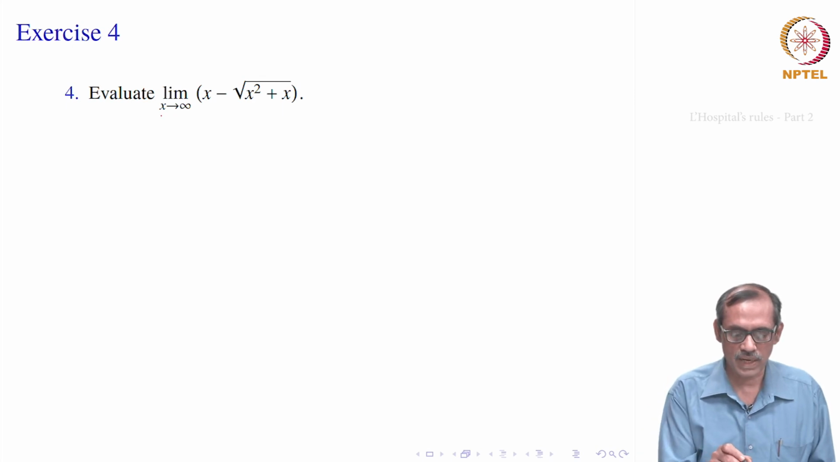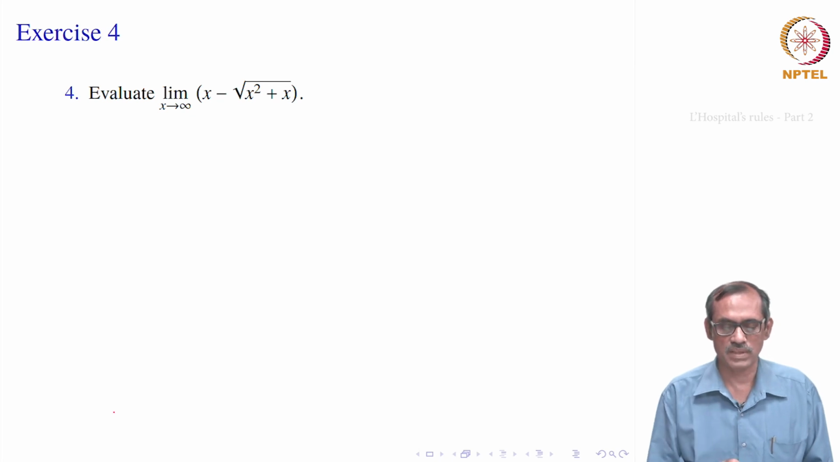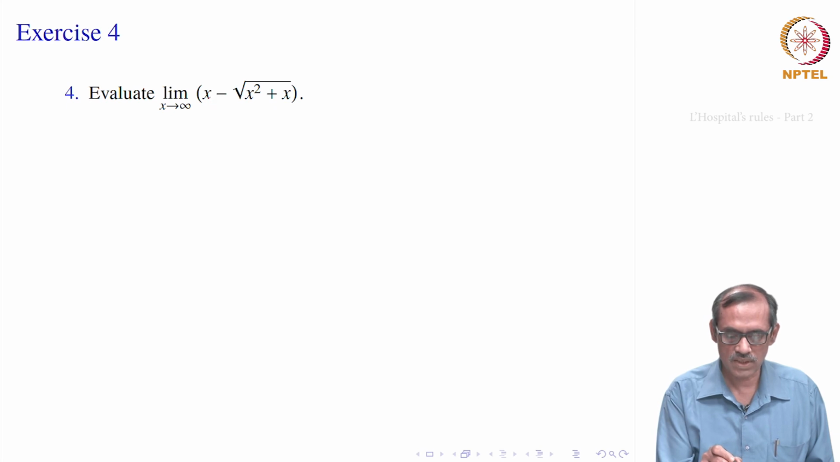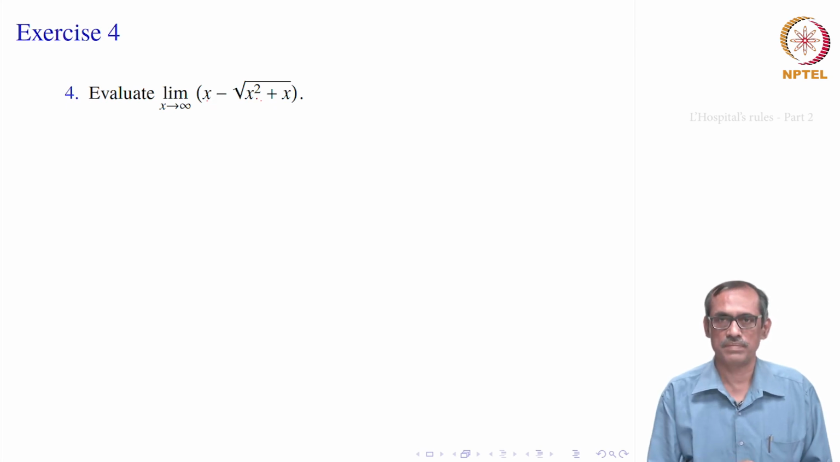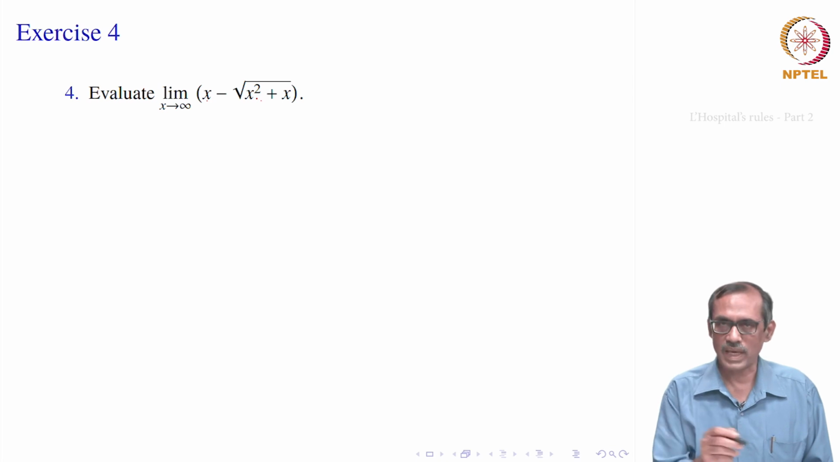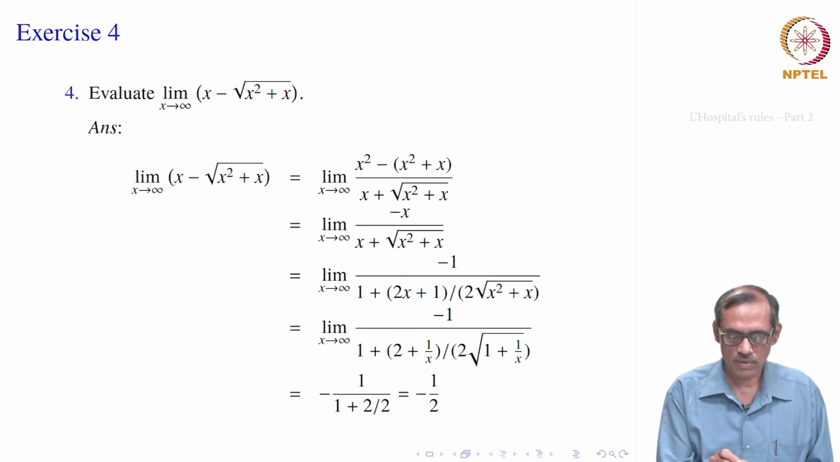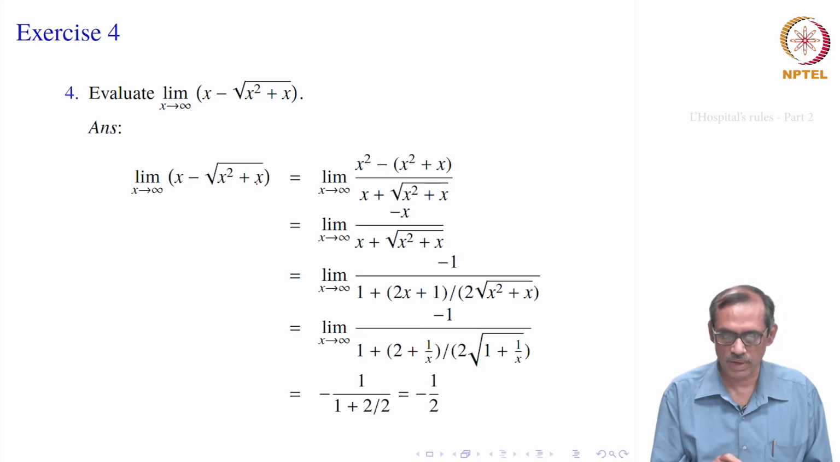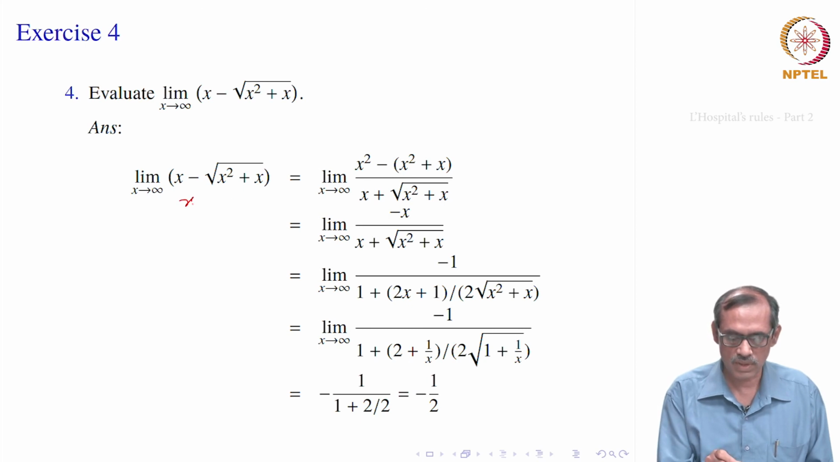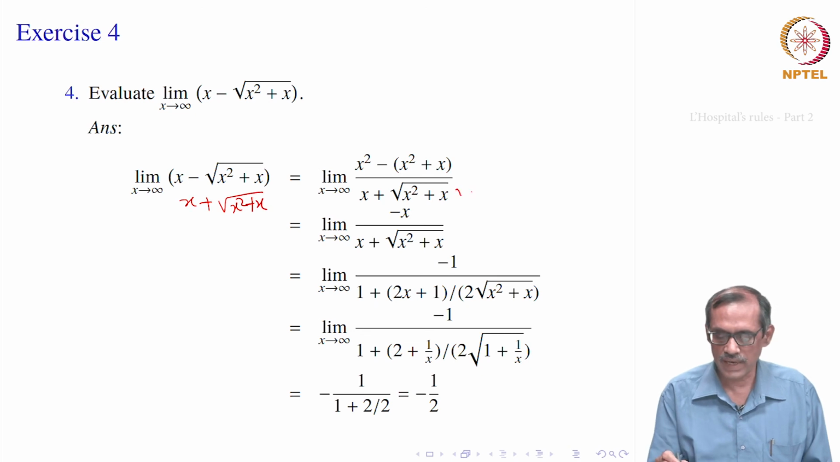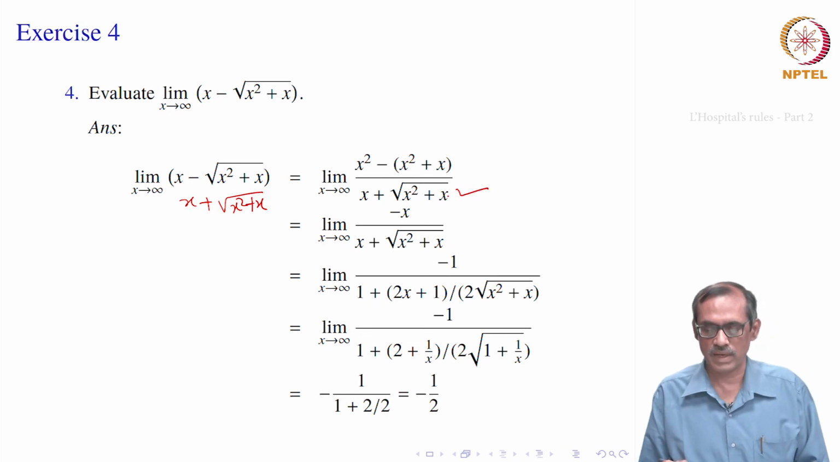Let us take the next one. Here we want to evaluate the limit as x goes to infinity of x minus square root of x square plus x. So, as x goes to infinity, this is in infinity minus infinity form, fine. We cannot apply L'Hopital's rule straightforward, it should be in the numerator by denominator form. So, what do we do? We multiply x minus square root of x square plus x with x plus square root of x square plus x, and divide it with x plus square root of x square plus x.